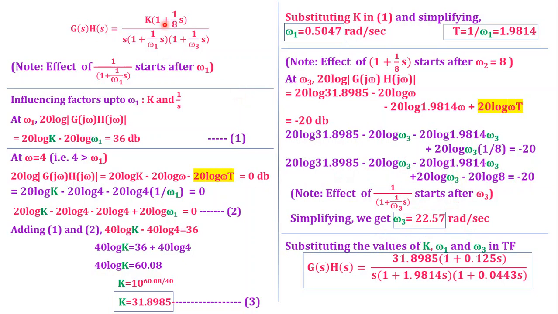So now k is already determined, omega 1 determined, and omega 3 just now we have determined. Therefore substitute all that in this expression. So k is 31.8985, 1 plus 0.125s, plus 1 by 8, 1 by omega 1 that is 1.9814 into s. 1 plus 1 by omega 3, 1 by 22.57 is 0.0443s. So this is the transfer function. Like this, we can find the transfer function of any system from the Bode plot.